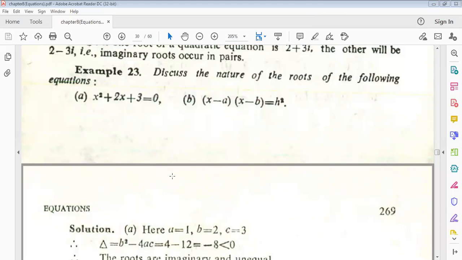Now to find the nature of the roots of the equation, we are discussing an example connected to this. Example 23: discuss the nature of the roots of the following equations. First, a: x square plus 2x plus 3 equals 0, and another b: (x minus a)(x minus b) equals a square. For these two equations, we will discuss the nature of the roots by using our previous formula.